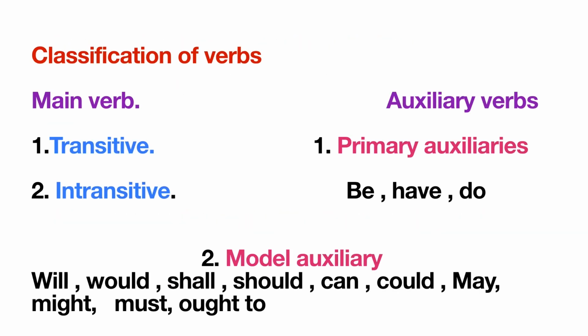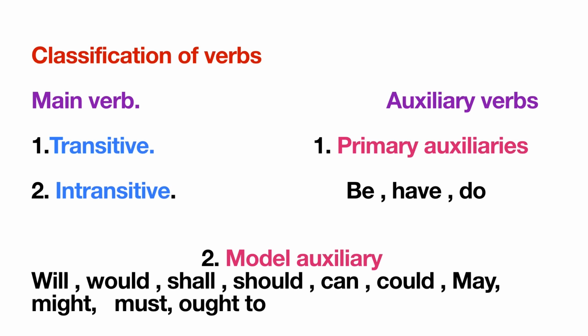Now classification of verbs. We can divide the verbs into two classes, main verbs and auxiliary verbs. Main verbs may be further divided into two classes, transitive verb and intransitive verb. These are the action verbs or doing verbs. On the other hand, auxiliary verbs are also divided into two classes. First one is primary auxiliary. For example, be, have, do.